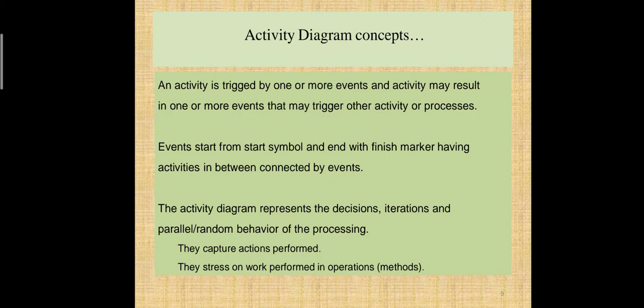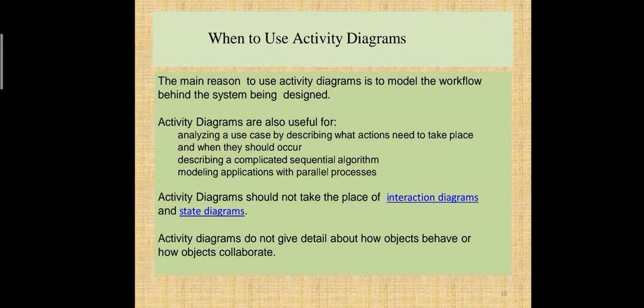The activity diagram represents the decision, iteration, and parallel or random behavior of the processing. It captures actions that can be performed as well as the work that is performed by different operations. Now, the next question arises: when to use these activity diagrams? The main reason to use an activity diagram is to model the workflow behind the system that is being designed. We need to show the flow of our system. For that purpose, we are using the activity diagram.